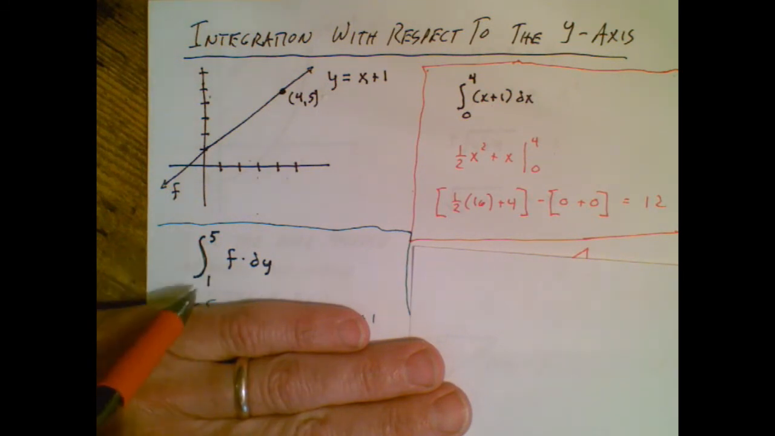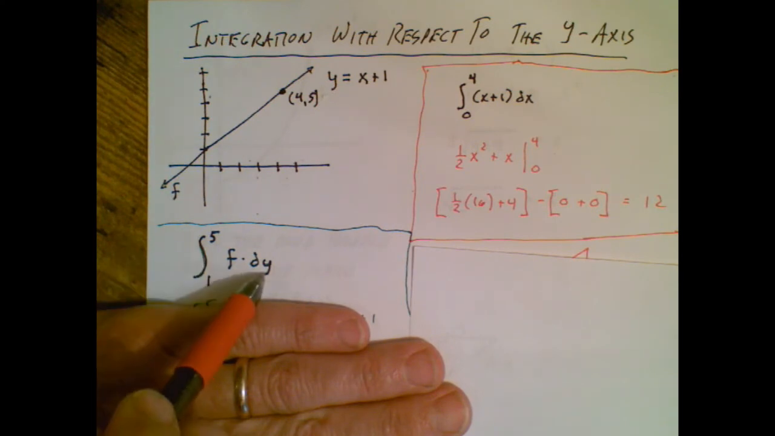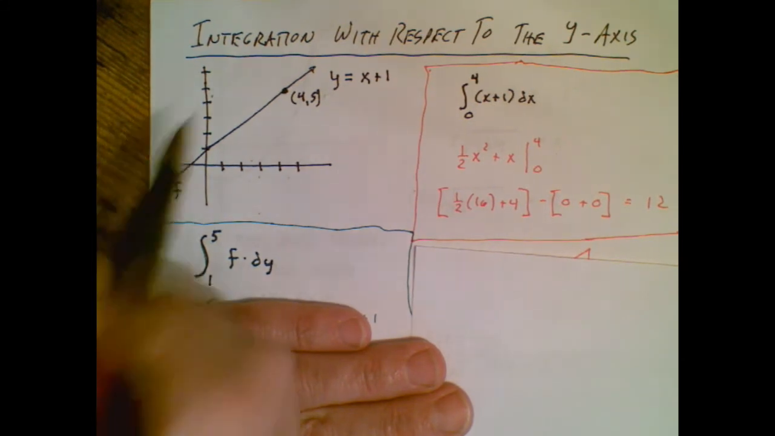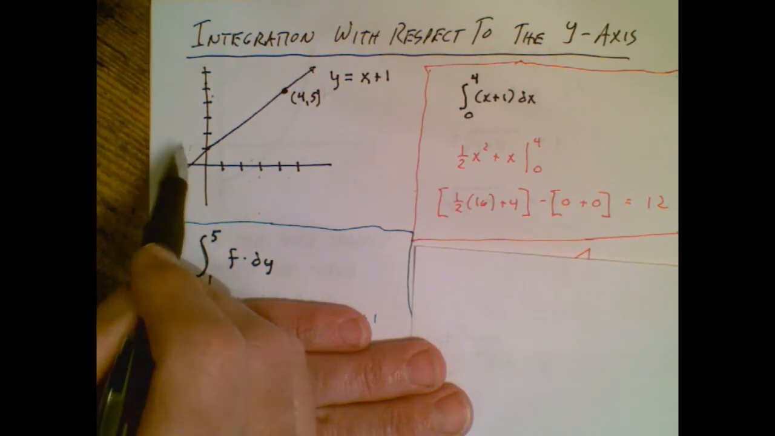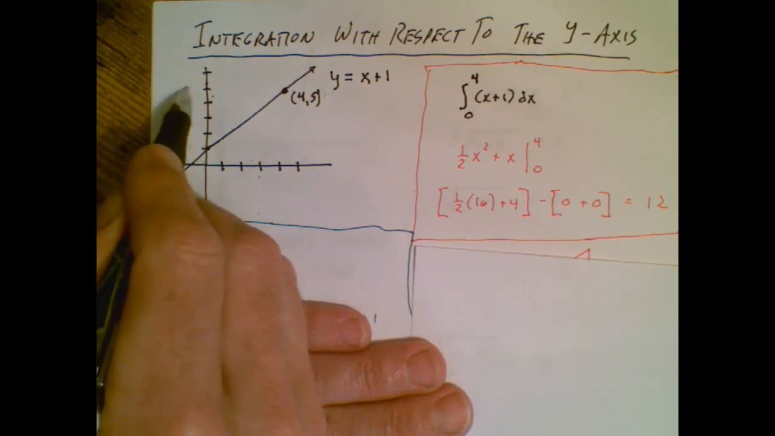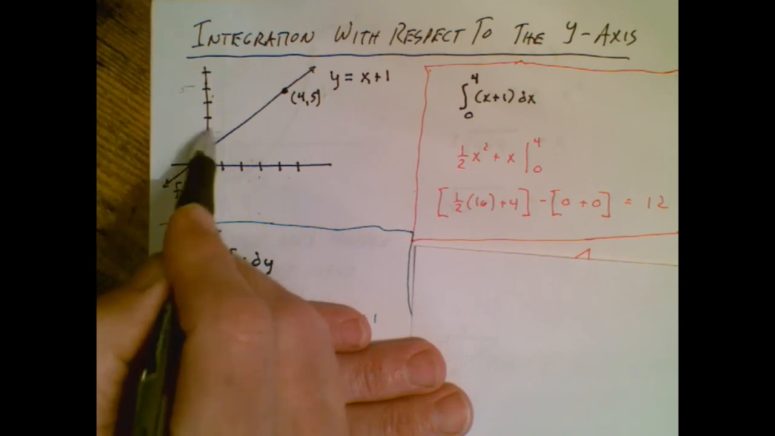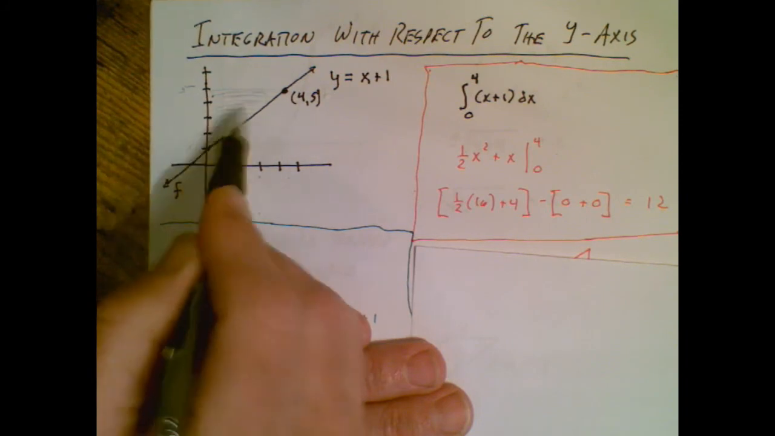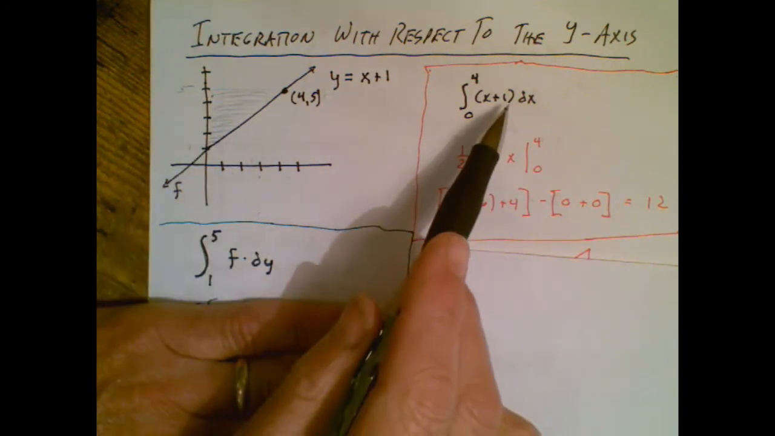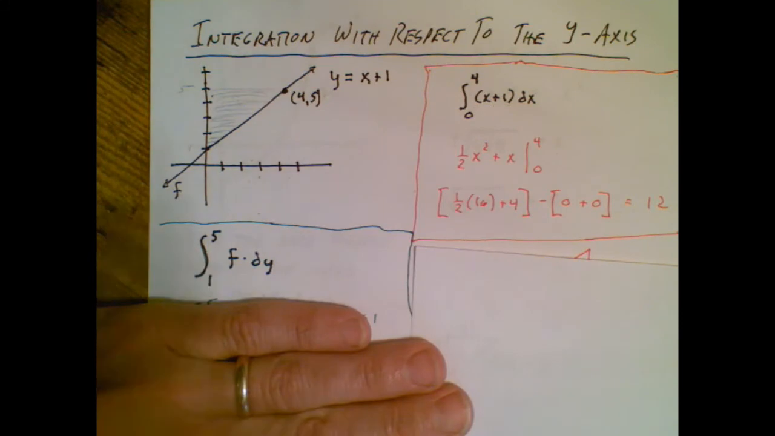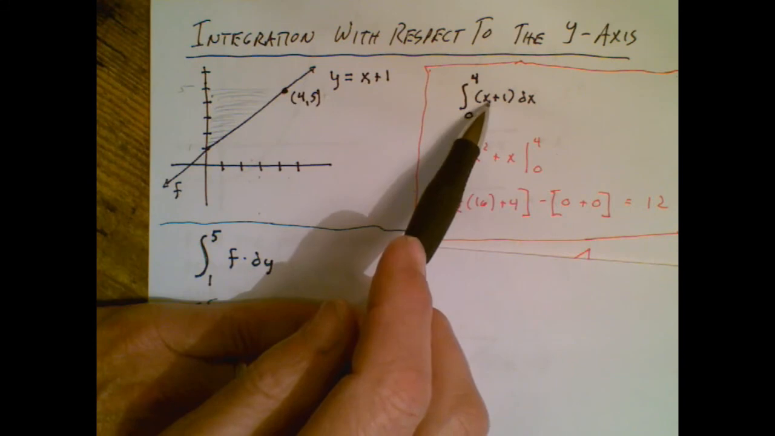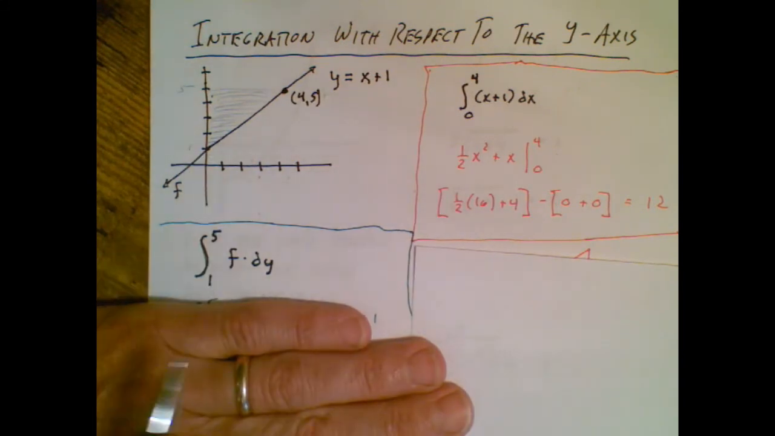This means I need to travel from 1 to 5 along the y-axis, and I need to trap area between the function and the y-axis. That means I travel from 1 to 5, and I'm trapping all of this area. It's a totally different problem than what we did over here. They're not even really related to each other. So this trapped area is a triangle. In this one, the trapped area was a trapezoid.